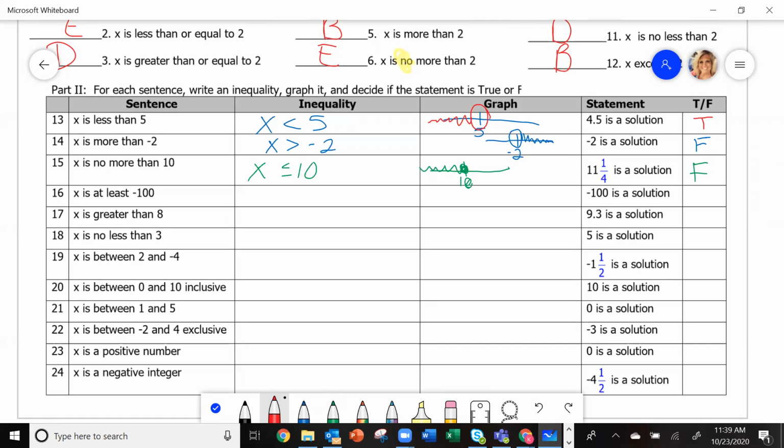Number 16, X is at least. So X is greater than or equal to -100. So here at -100, it should be a closed circle and greater than goes to the right. And it wants to know, is -100 a solution? It is a closed circle, it is equal to, so it is true.